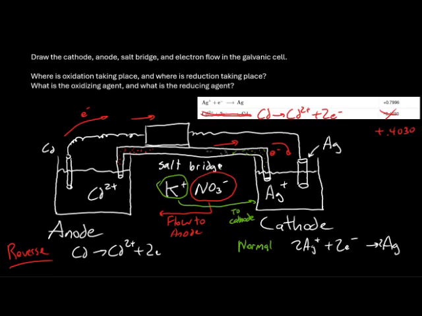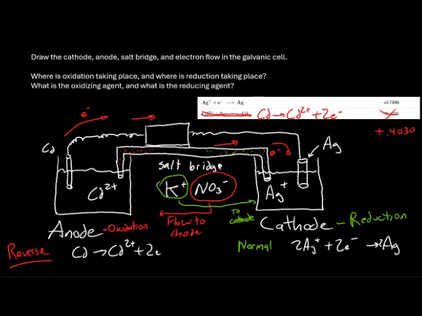One final point here, we're also asked where is the oxidation taking place and where is the reduction taking place. The normally written reaction, that is the cathode, is always going to be the reduction, every time. And this means the anode must be the oxidation.